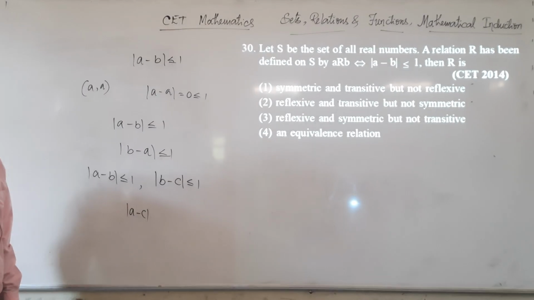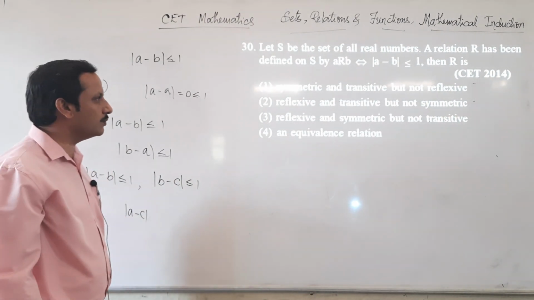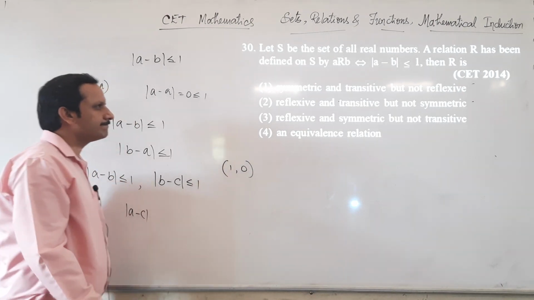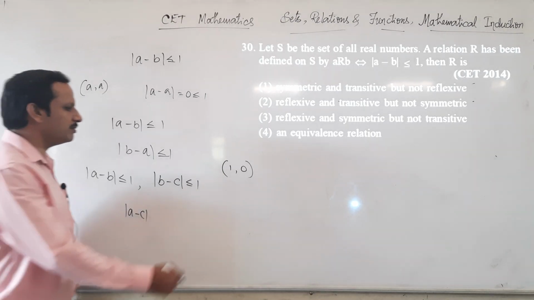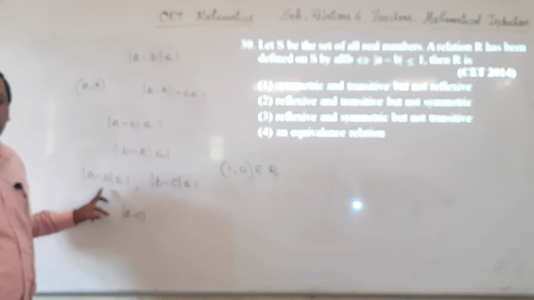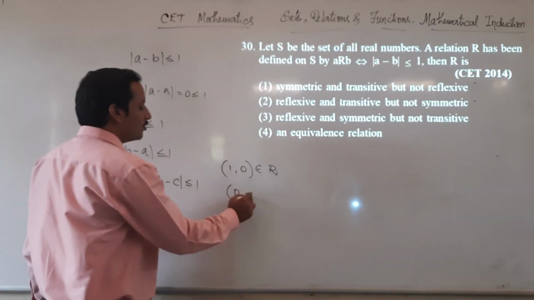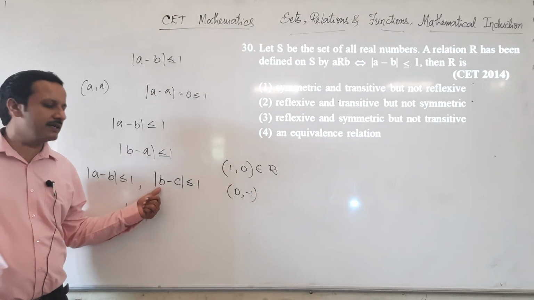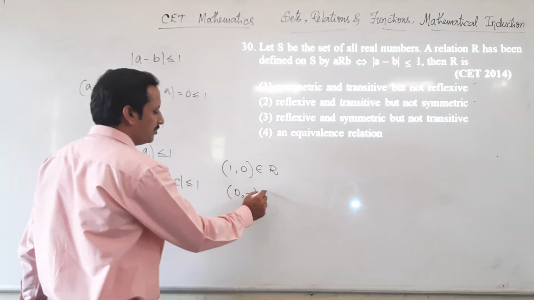Okay, let us verify with one example. I will take one example and show you why this is non-transitive. I will take (1, 0). A is 1, B is 0. So, (1, 0) belongs to R, because 1 minus 0, I am getting 1. 1 is less than or equal to 1, holds good. Then I will take (0, minus 1). Then what do you get? 0 plus 1. That is 1, less than or equal to 1. This also belongs to R.